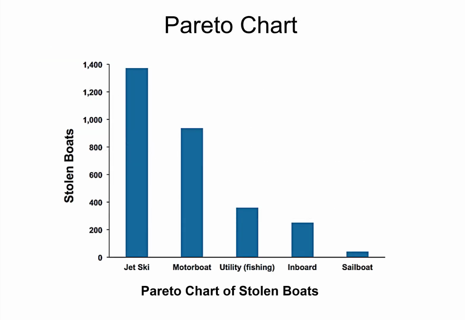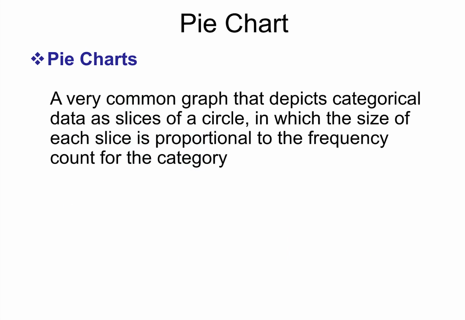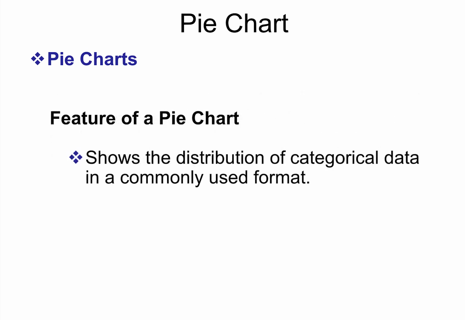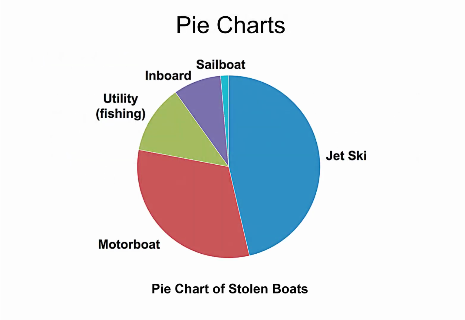So here's a Pareto chart of stolen boats. And we notice our eyes drawn to the jet ski, which has the highest frequency, followed by the motorboat, utility, inboard, and finally sailboats. Pie charts or pie graphs are a very common way to depict categorical data as slices of the pie, where we want to look at how the parts relate to the whole. They show the distribution of categorical data in a commonly used format. Here's a pie chart for that data that we just saw in the Pareto chart.